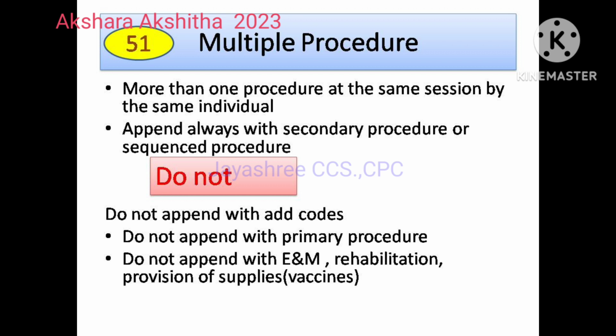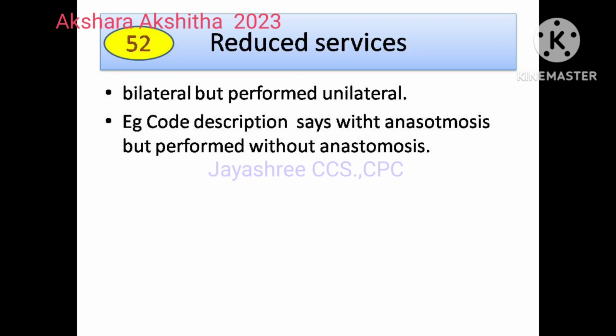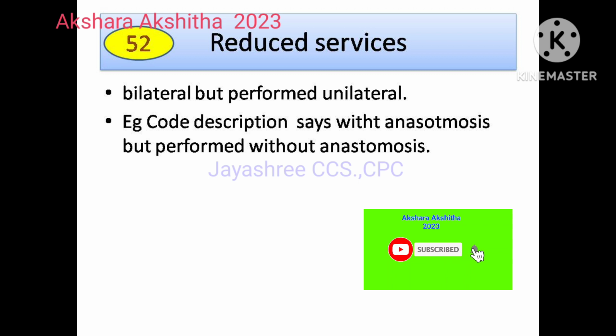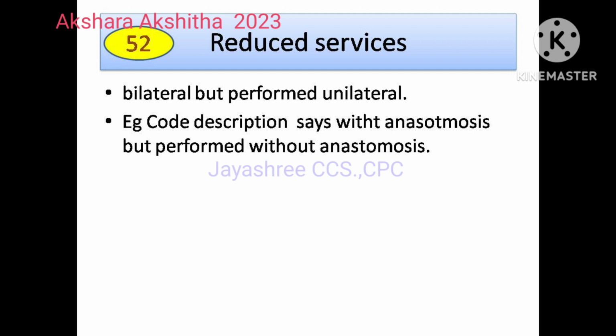The next modifier is the 52 modifier, partially reduced services or partially eliminated services. For those cases we need to append the 52 modifier. For example, the CPT description itself says the procedure should be done bilaterally, but the doctor performed only unilateral. This means the service is partially reduced. Instead of doing bilateral, the doctor performed only unilateral. For this scenario, we need to append the 52 modifier.